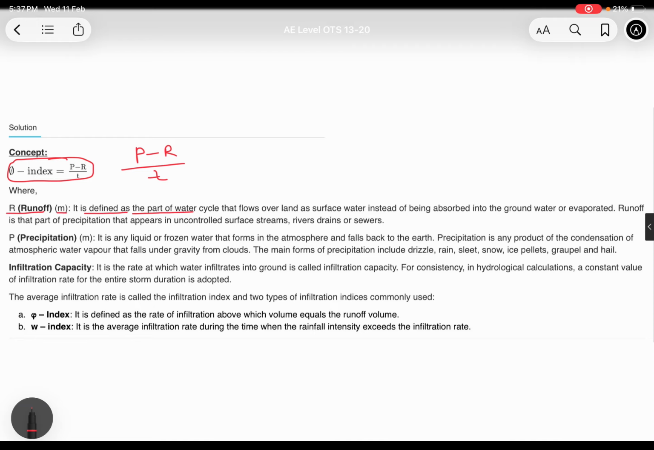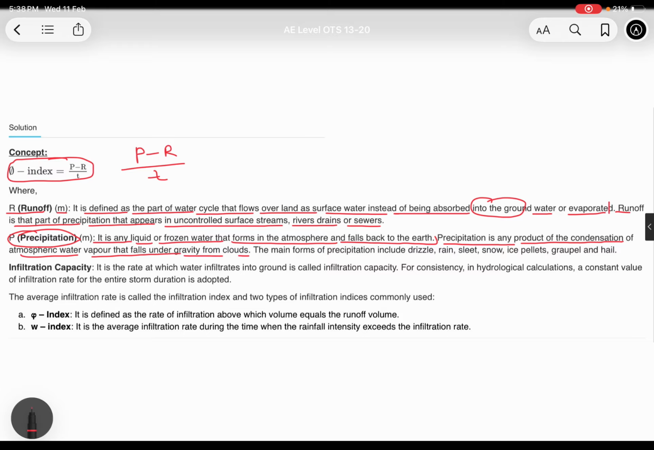Runoff is defined as the part of the water cycle that flows over land as surface water instead of being absorbed into the groundwater or evaporated. The runoff is the part of the precipitation that appears in uncontrolled surface streams, rivers, drains or sewers. P is the precipitation. It is any liquid or frozen water that forms in the atmosphere and falls back to the earth. Precipitation is any product of the condensation of atmospheric water vapor that falls under gravity from the clouds. The main forms of precipitation include drizzle, rain, sleet, snow, ice pellets, graupel and hail.